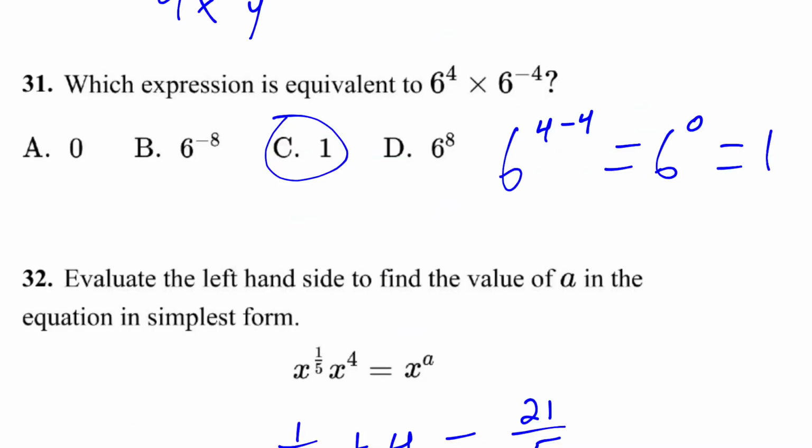31, I start dealing with fractions and negative exponents. And when you have a 0 as an exponent. Here I use the product rule. 4 plus negative 4, or 4 minus 4, gives me 6 to the 0. Anything raised to the power of 0 is just 1. C.